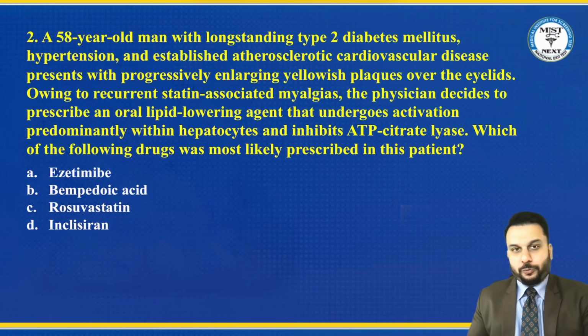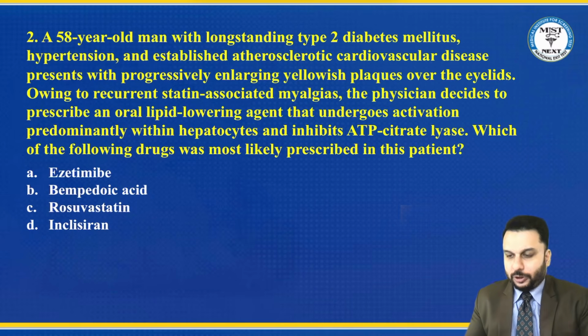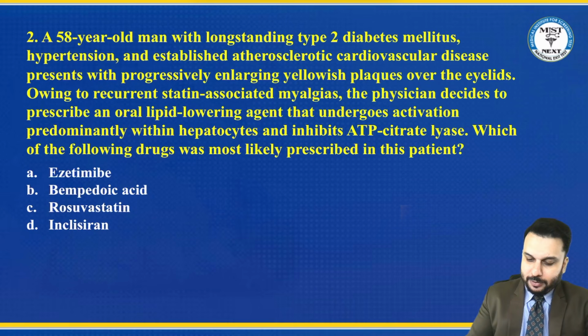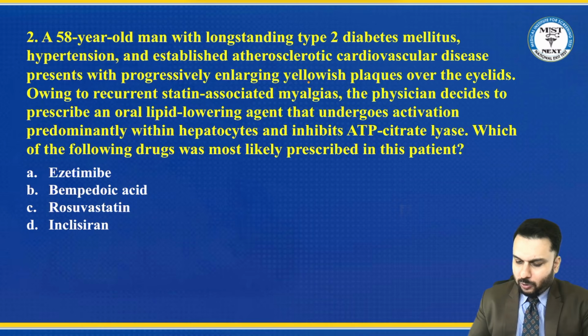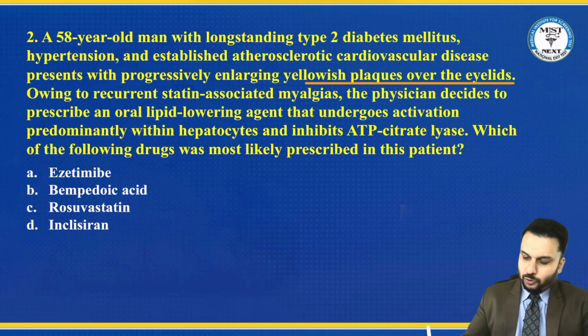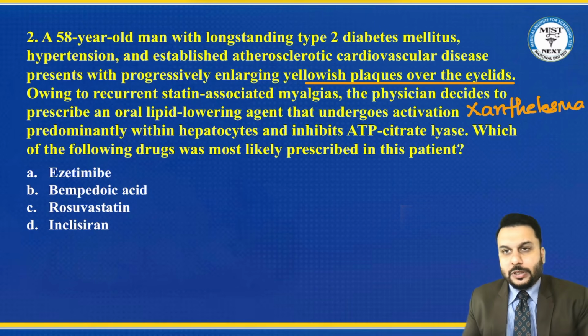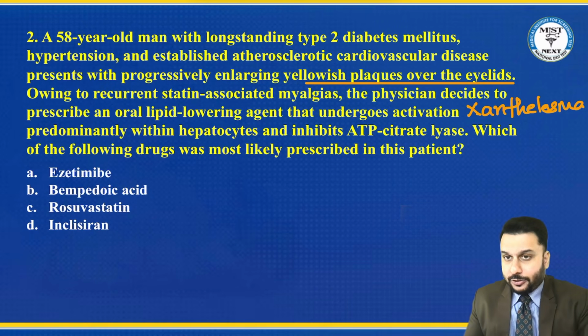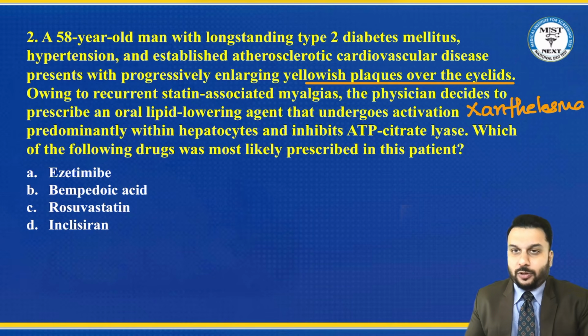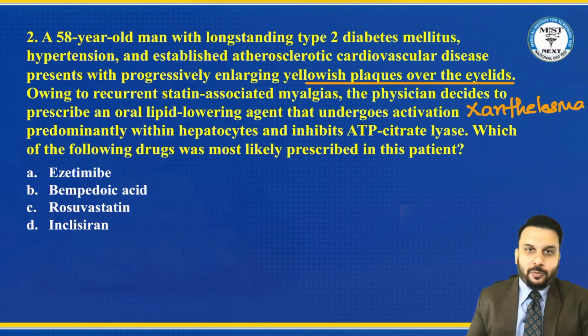Okay, so as I'm giving you time to read the question. Anyway, now that it is done, let's go through this. So they're saying that this patient is having yellowish color plaques around the eyelids. You must know that this is called as xanthelasma. Okay, this is called as xanthelasma, which is actually a sign of excess cholesterol in the body. So that cholesterol is getting deposited.